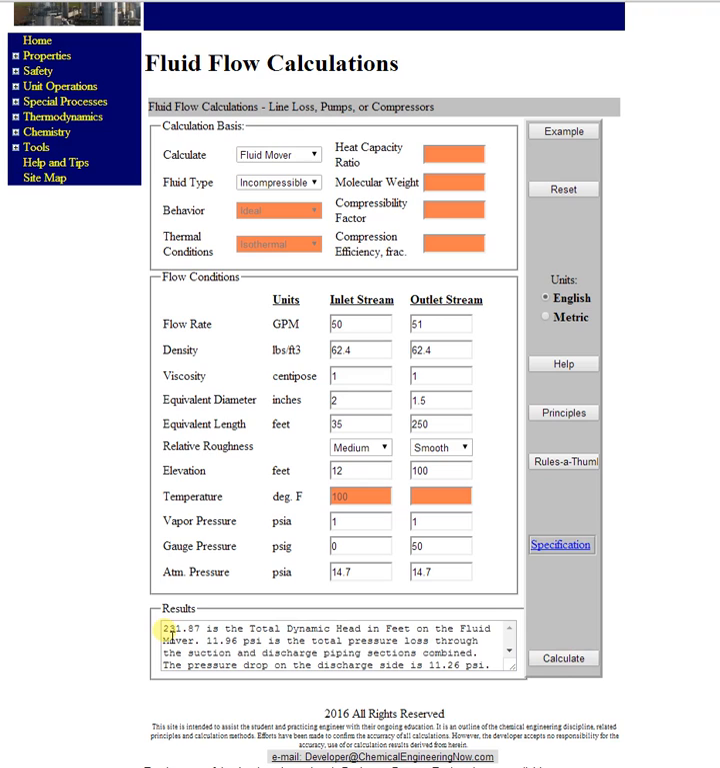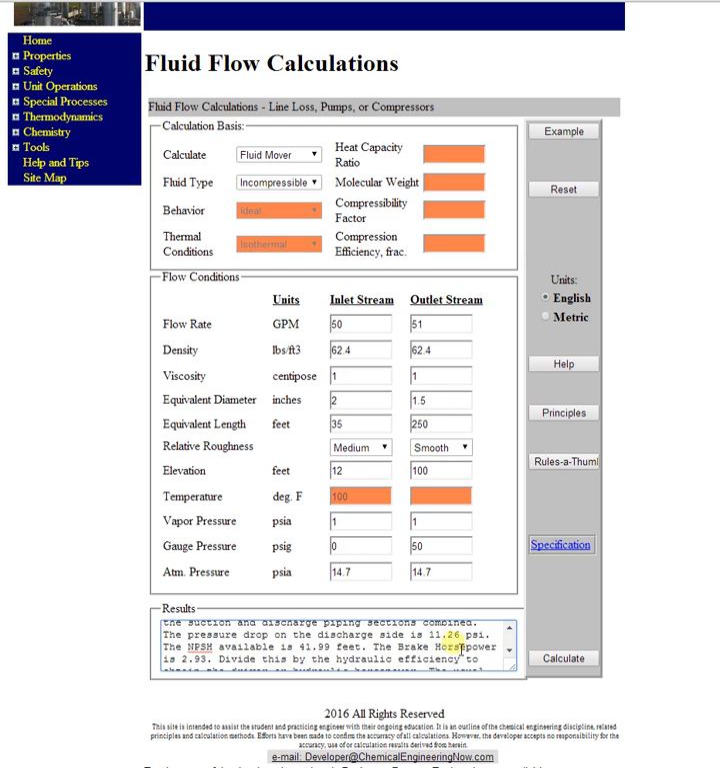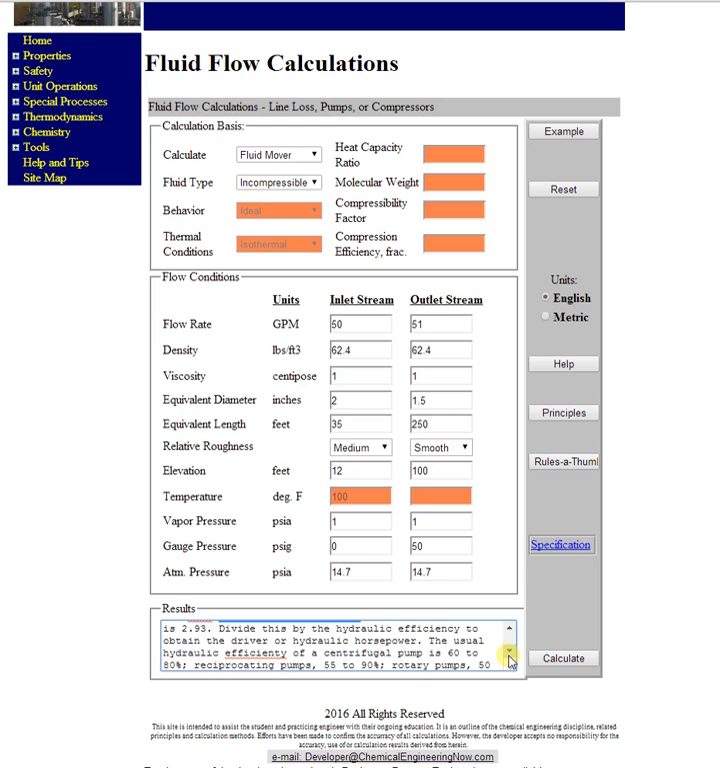So 231.87 is the total dynamic head in feet of liquid. 11.96 is the total pressure drop across both sections of pipe, of which 11.26 psi is that on the discharge pipe. The NPSH available is 41.99 feet. The brake horsepower is 2.93. And there's some advice about hydraulic efficiency provided.